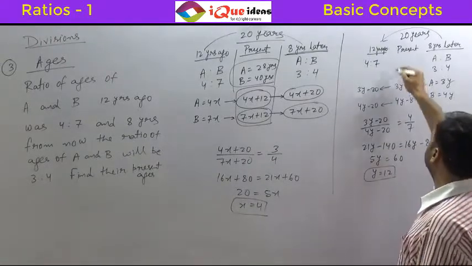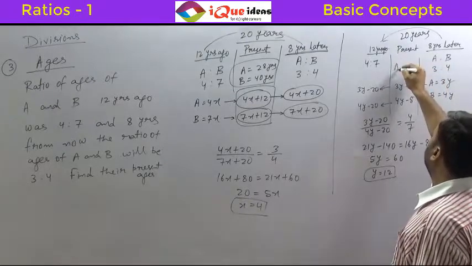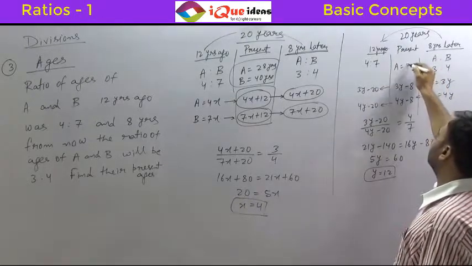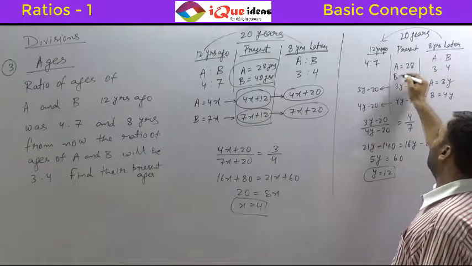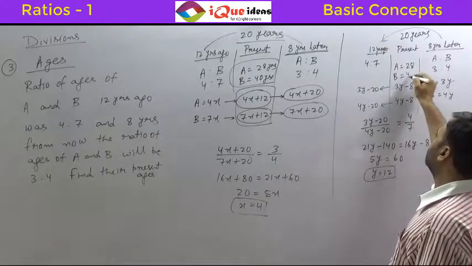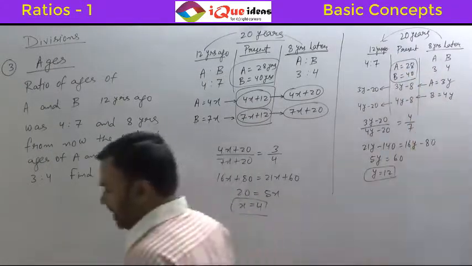So put the value of y in this, you get A as 12 3s are 36 minus 8, that is 28 years. And B as 12 4s are 48 minus 8, that is 40. The answer should be the same.